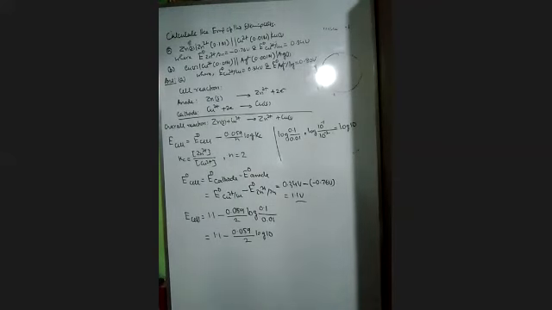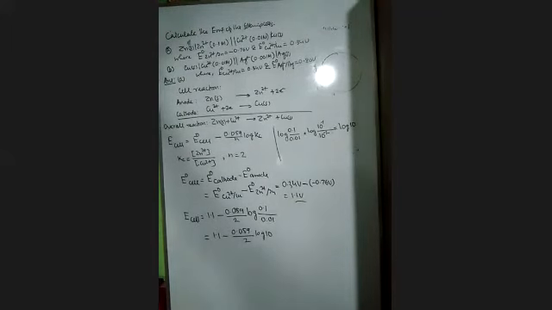Wait, so I made a mistake. 1.07. I don't know anymore. 1.1 minus 0.059 by 2 is 1.07.